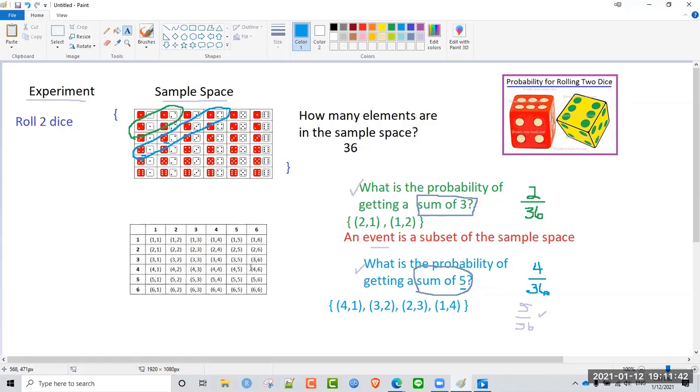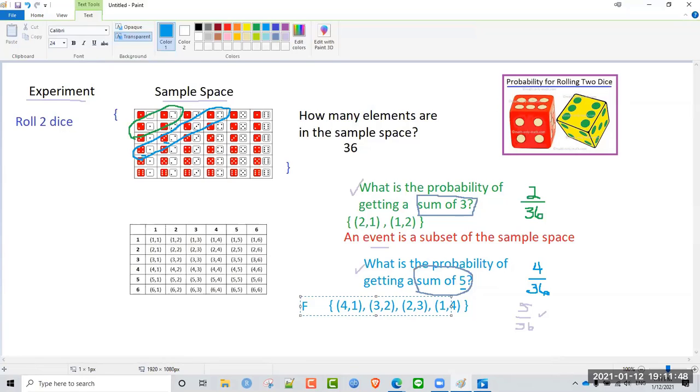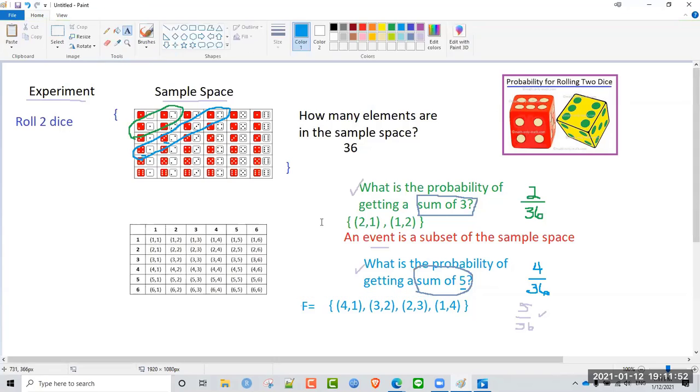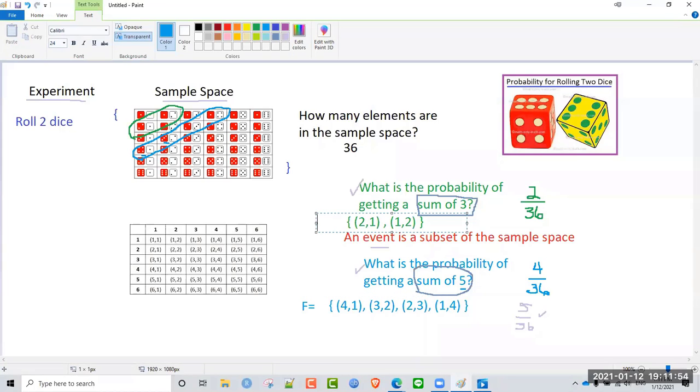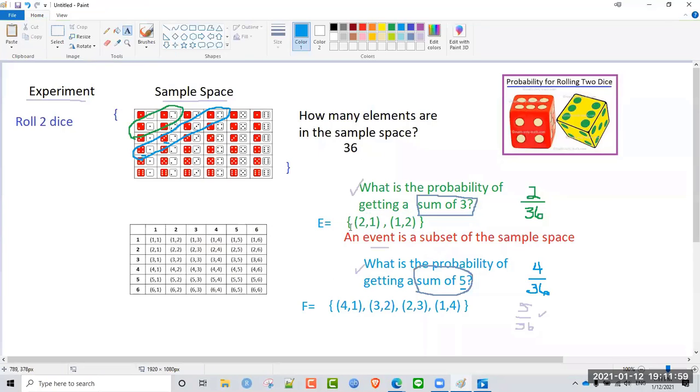Okay, so everyone get this? Now, normally we'll do something like this. We might call this F. Usually we give them letters like this when we're doing probability questions. We might call this E or whatever. So we'll say the subset E or the subset F. I'm sorry, we'll say the event E and the event F. Okay?